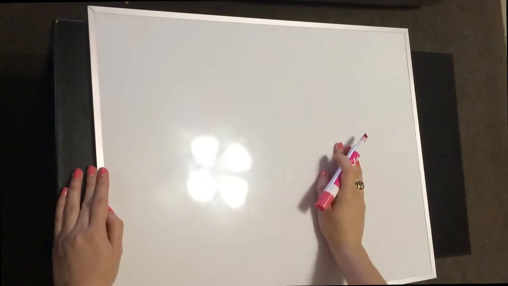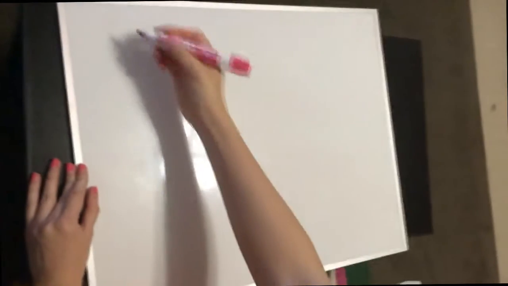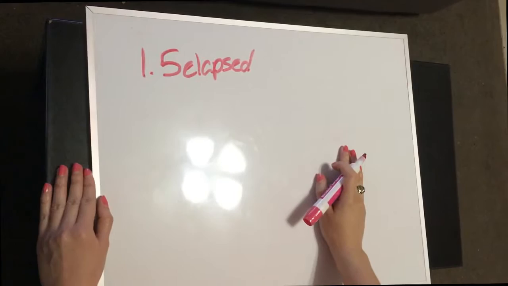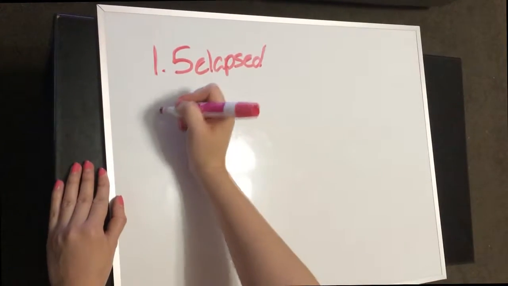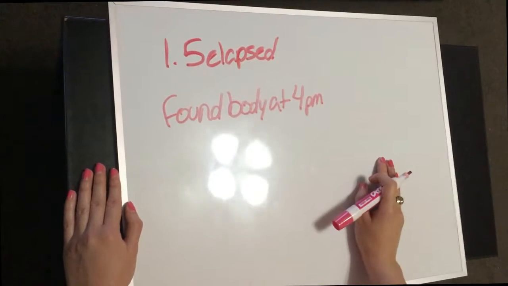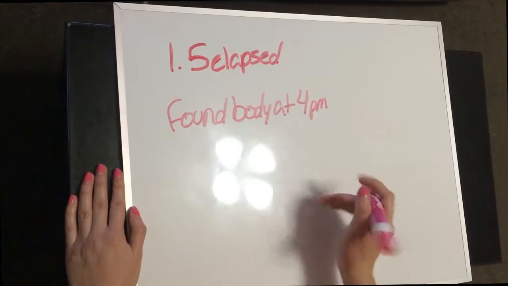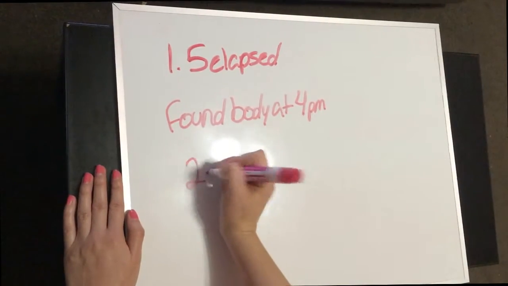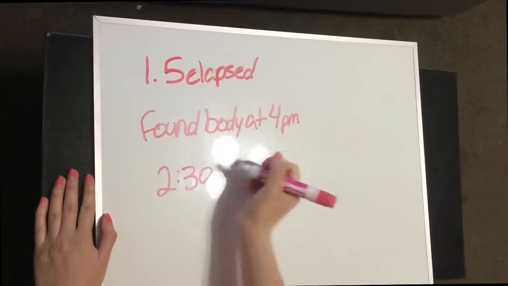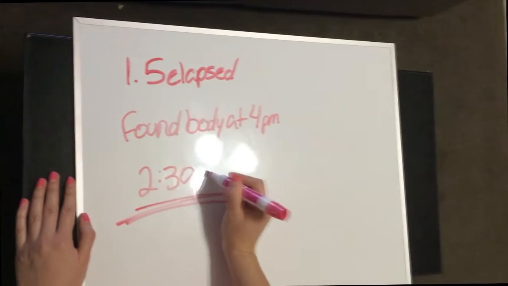Okay, so we now know that 1.5 hours elapsed since the time of death. So I'll just go ahead and write that down. And we found the body at 4 p.m. This means that Professor Fies died 1 hour and a half previous to 4 p.m., which is 2:30. Thus, the time of death is 2:30 p.m.